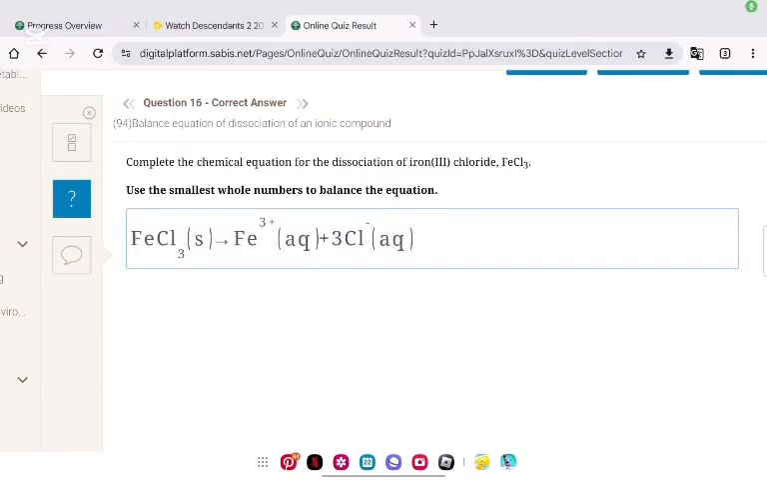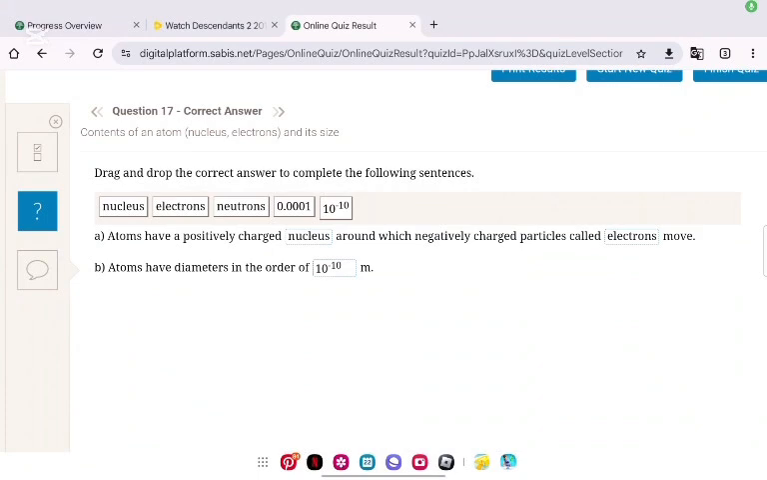Okay, this is also really easy, because they give you all of this, but they don't give you the 3. All you have to do is take this as the coefficient, so 3Cl, and yeah, that's it. Okay, this is also really easy. You have to memorize it.